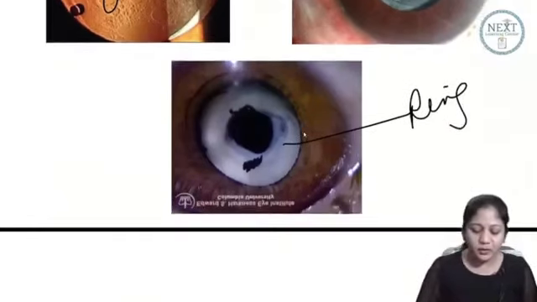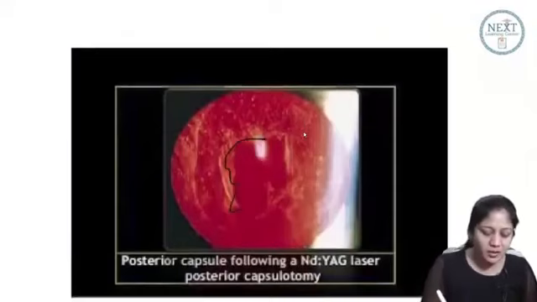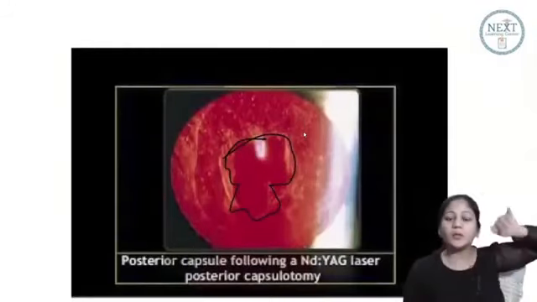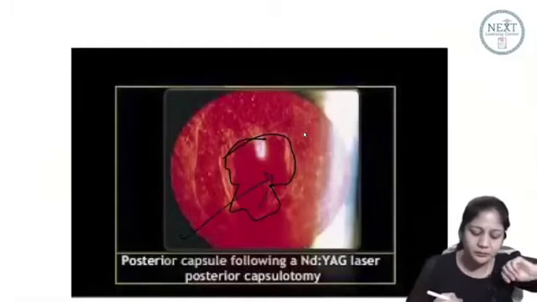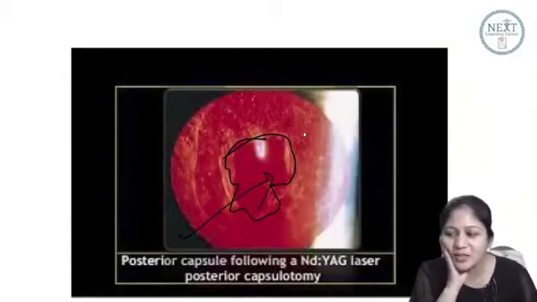If you make a central opening, please see, this is a picture question again. This is your laser central opening. If you create this opening with the help of a laser, what will happen? The light will go clearly. Nothing will happen, the light will go clearly, there is no obstruction.